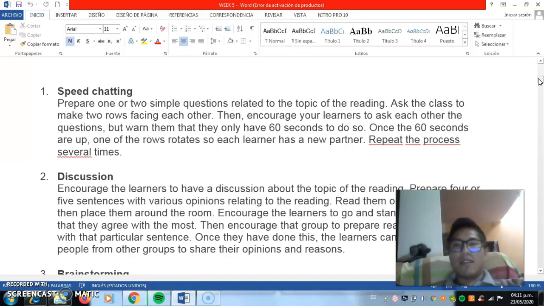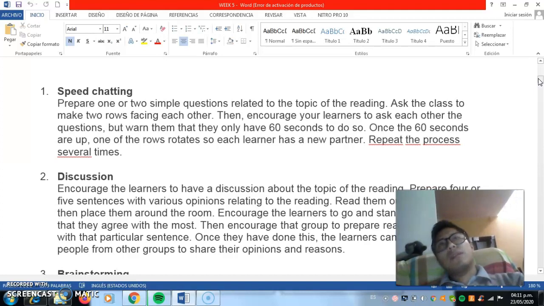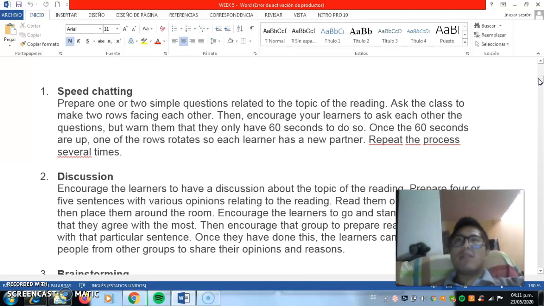Here it says 60 seconds to do so. For example, if you talk about technology: how often do you use your cell phone? Which device do you use most? Cell phone, TV, and so on, computer, laptop. Yeah, could be. So the most important thing here is that the students can participate, so they are involved in the next reading that he or she is going to read about.